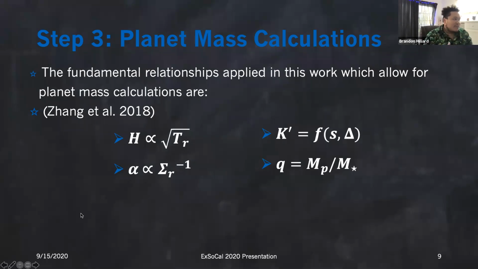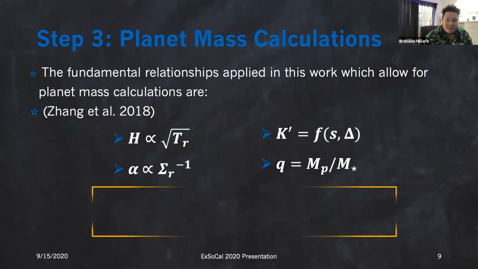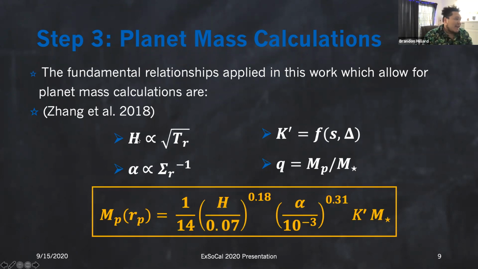So from the Zhang et al. 2018 paper, we found an equation that correlates all these parameters that we found out from step 2, and we were able to come up with a reasonable approach to finding out a planet mass. So the H represents the disk aspect ratio or disk thickness, and it's related to the square root of the temperature. Alpha is the viscosity, so how well angular momentum is being transferred, and it is inversely proportional to the surface density. And K prime is the actual most important part of the project.